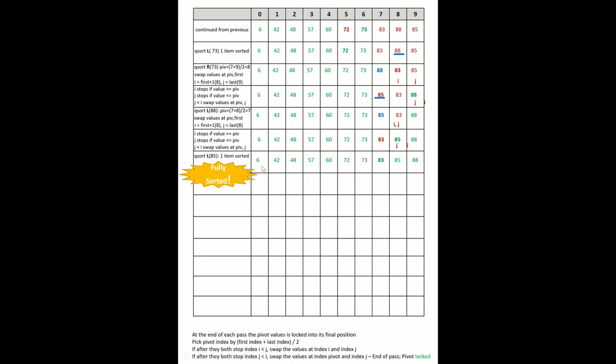If we look at it, 6, 42, 48, 57, 60, 72, 73, 83, 85, and 88. It's an ascending order sort, and that's how you do it with Quicksort.